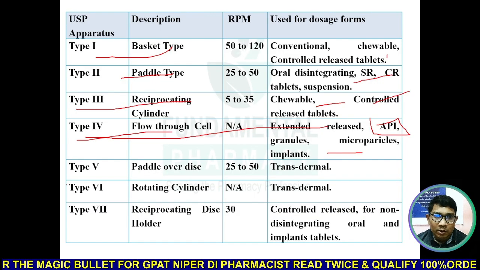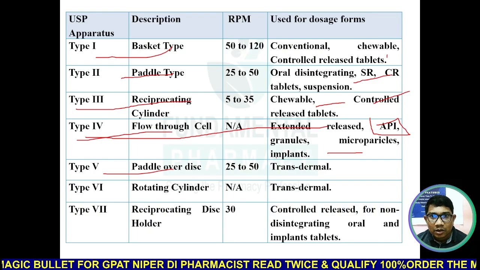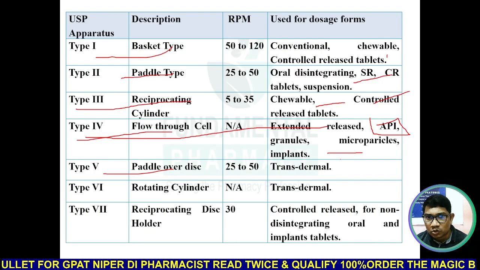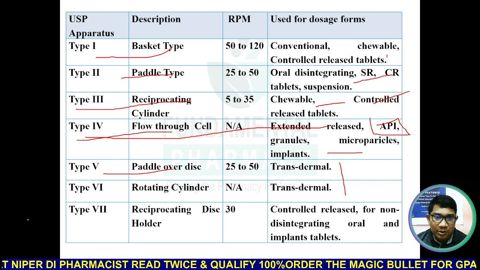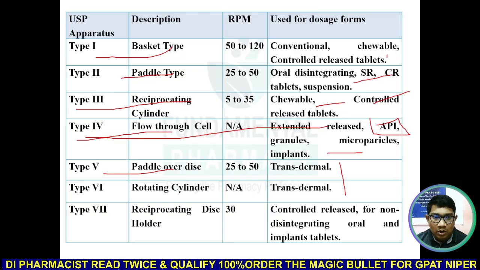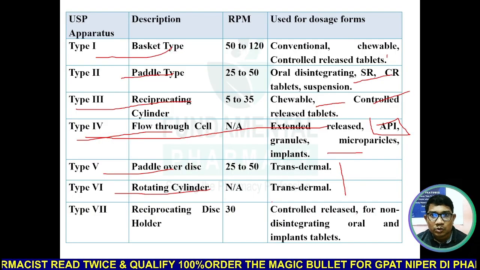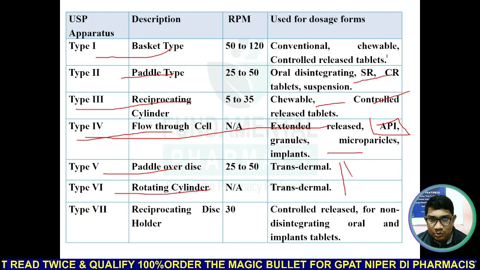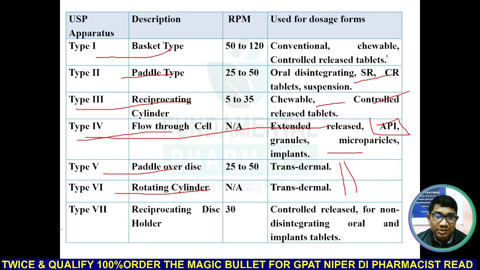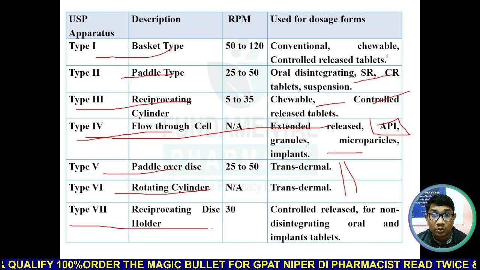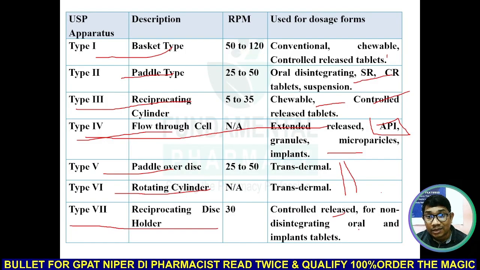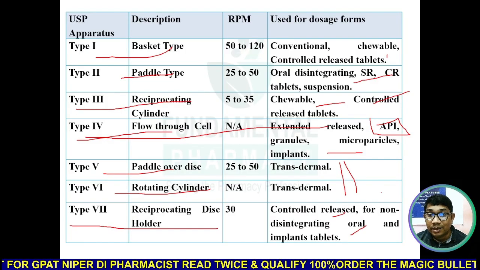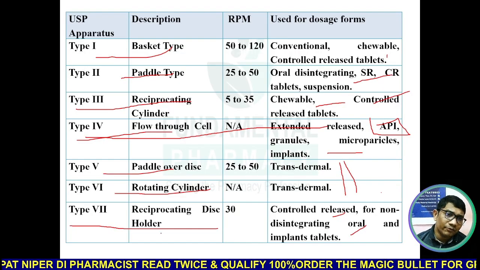Type 5 apparatus, the paddle over disc, is used for checking the dissolution of transdermal patches. Type 5 as well as type 6: type 5 is a paddle over disc, type 6 is a rotating cylinder. Both are used for transdermal dissolution testing. Type 7 apparatus is a reciprocating disc holder, used for the dissolution of controlled release tablets, non-disintegrating oral tablets and implant tablets. So these are very important.